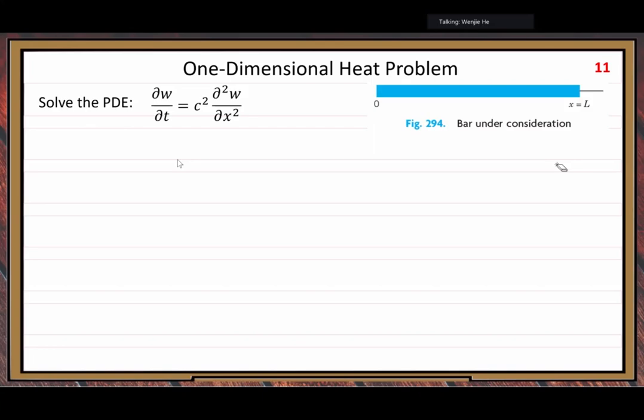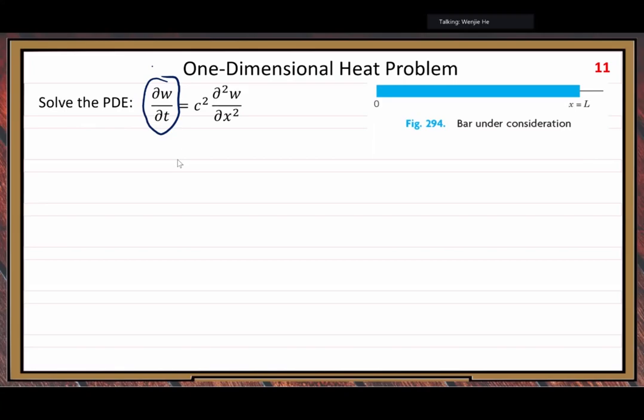The main difference between the heat equation and the wave equation is at the left-hand side. In our wave equation, the left-hand side is a second partial derivative. In the heat equation, it's the first partial derivative. That's the main difference.